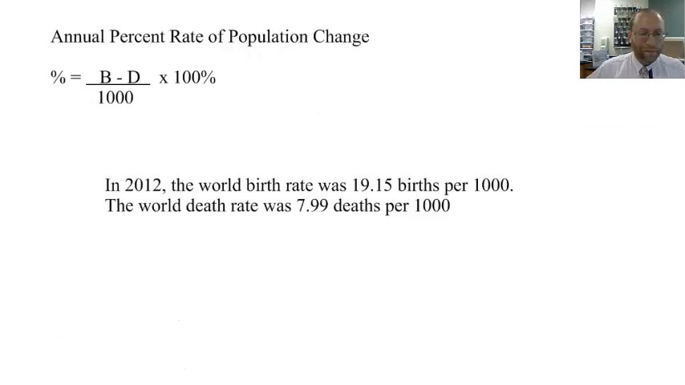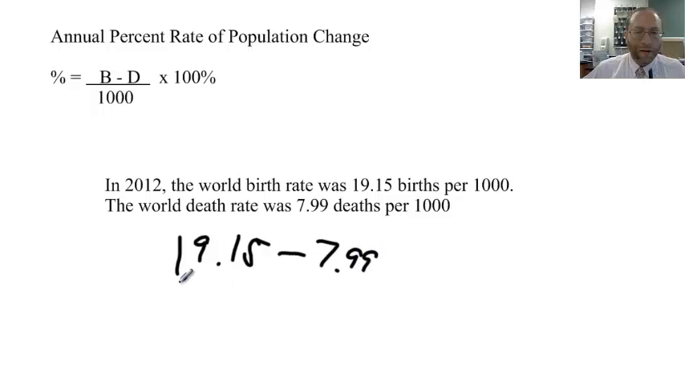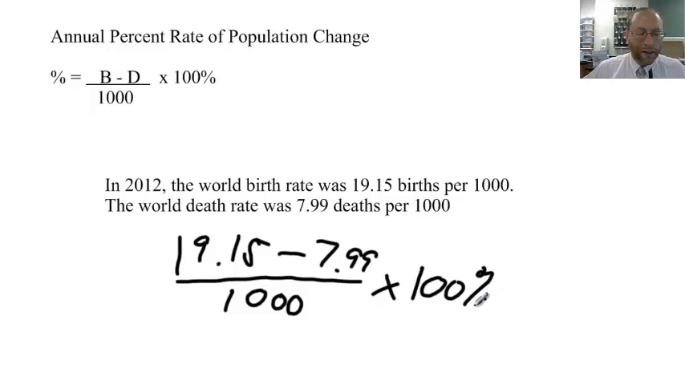Another equation is the annual percent rate of population change, and that's births minus deaths divided by 1,000 times 100%. And here I have an example of that. You work that out: 19.15, which is the number of births, minus the number of deaths, 7.99, divided by 1,000 times 100%, and that would all equal 1.116. Now that's not really the answer that's being looked for.